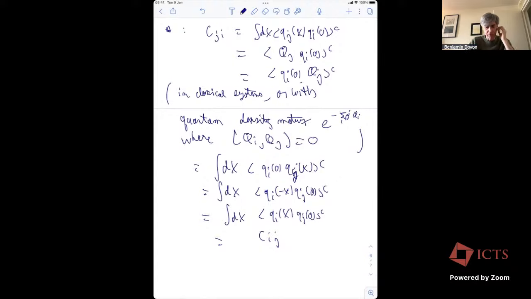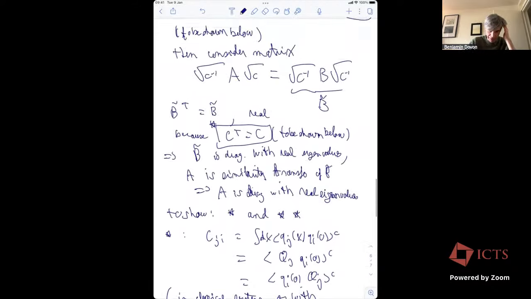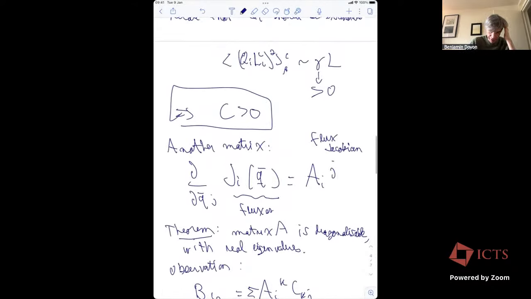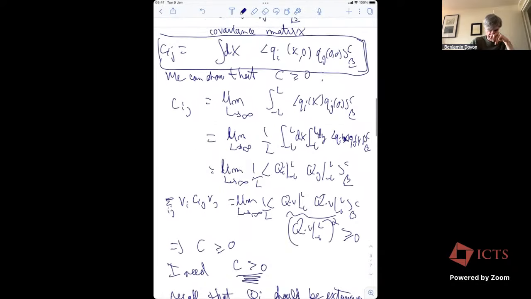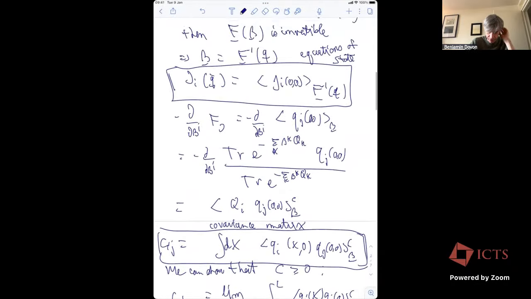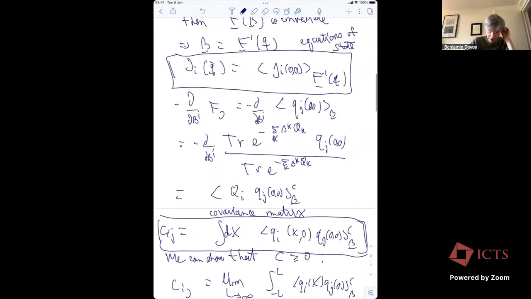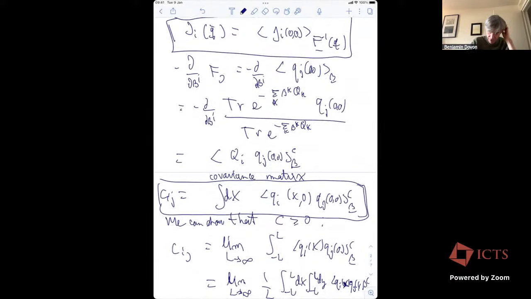Now, one thing I should say, which is important: I defined Cij, the covariance matrix, and I forgot to say it there. There's this current there. I defined Cij as the thing that I obtained by taking the beta i derivative of fj. I took the beta i derivative here.